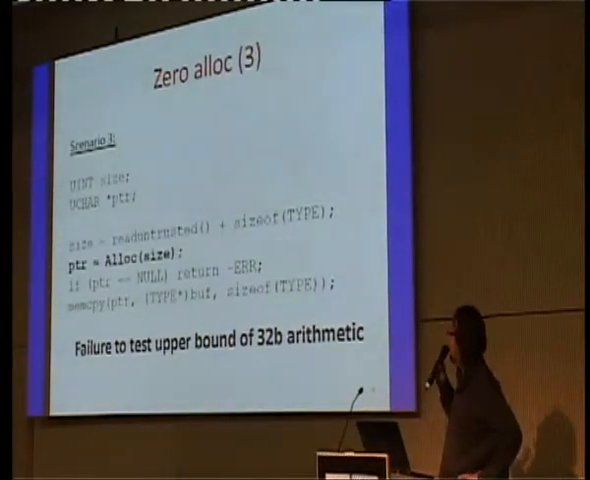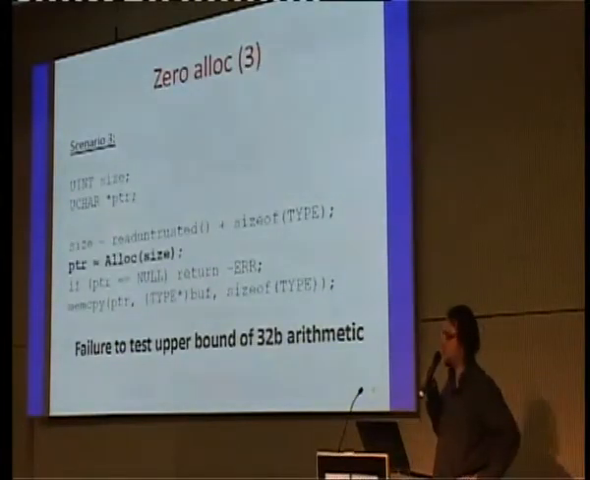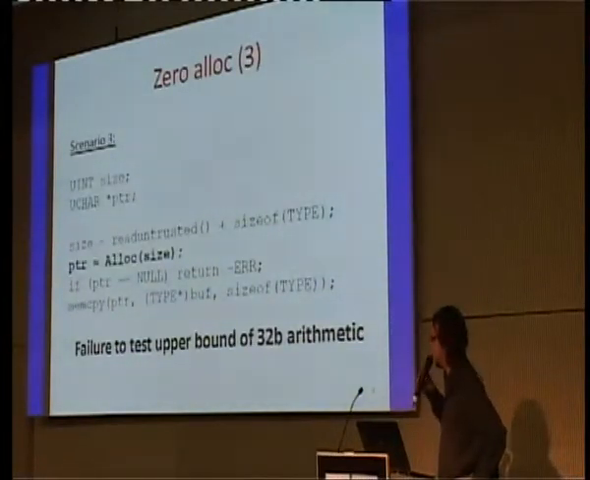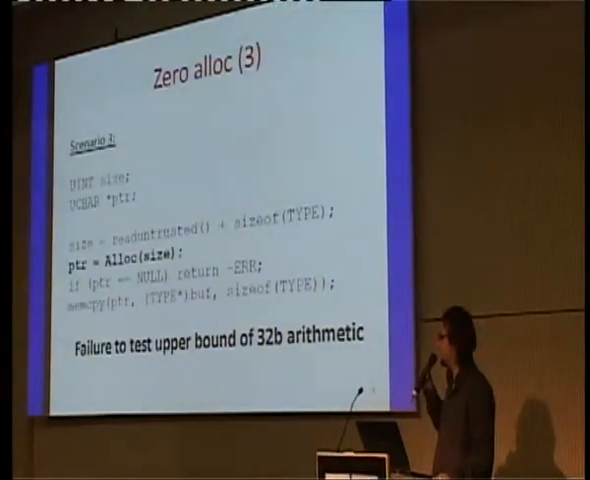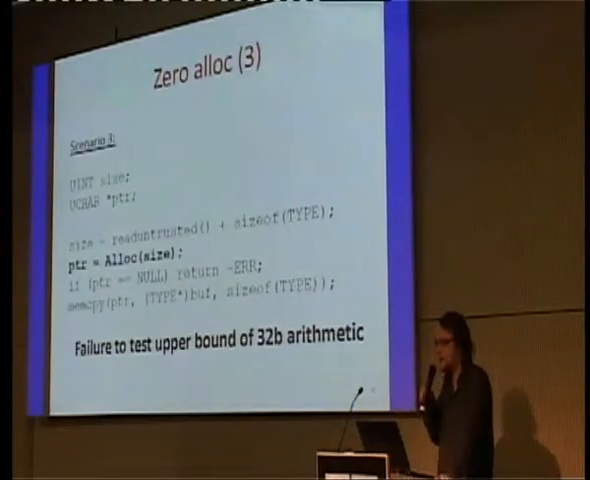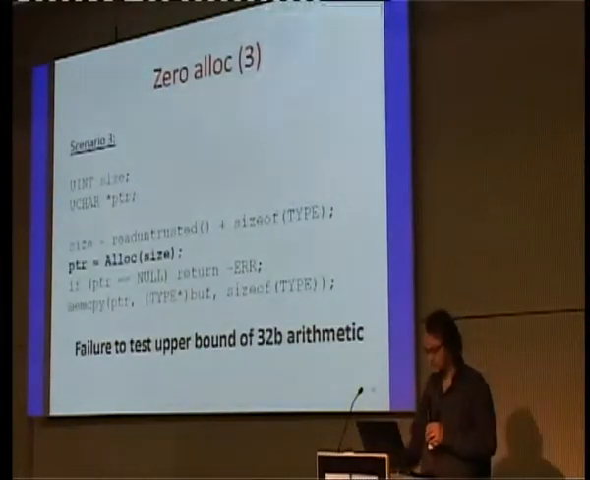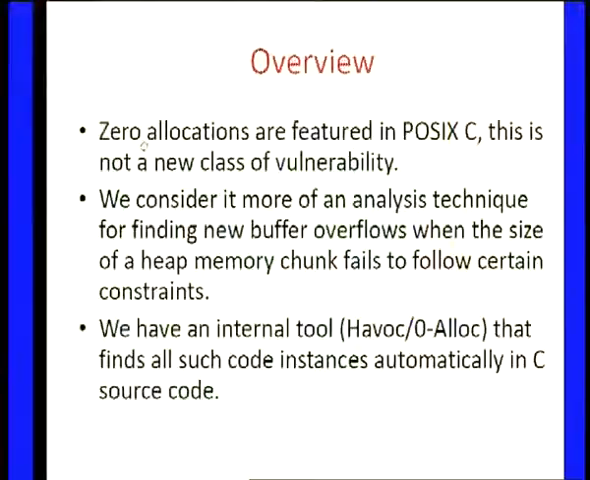This third scenario is not specific to zero allocation. It is the classic, known case of integer wrap and allocation, so it has been discussed a lot before. However, our characterization of zero allocation also handles this case, so it's a generalization of the integer wrap case. So any questions so far? I know we just started, but maybe we want to discuss things.